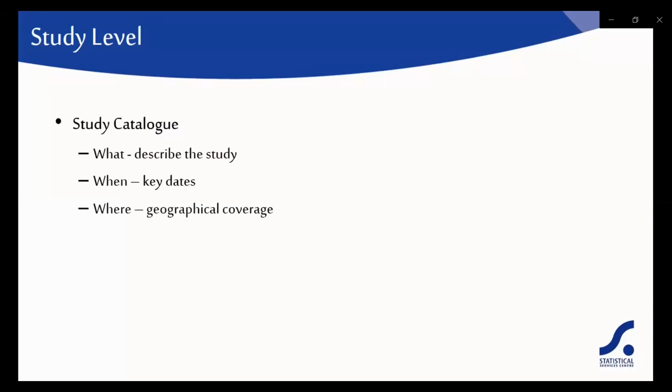Some of the questions are study level questions. So we would have one level of metadata to describe the study. We refer to this as the study catalogue. Think in terms of what, when, where, who. So for example, what is the study about? When was the study carried out? Give start and end dates if known. Where was it done? Describe the location. Who carried out the study? Who were the individuals or organisations involved?